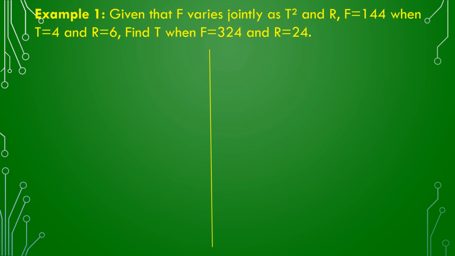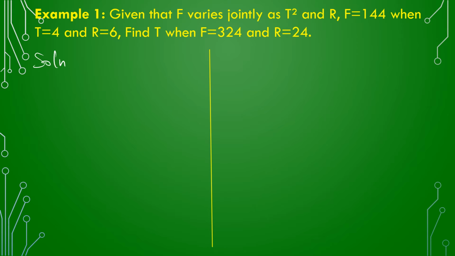Now let's take the first example. We have been told that given that F varies jointly as t squared and r, F is equal to 144 when t is equal to 4 and r is equal to 6. Find t when F is equal to 324 and r is equal to 24. From this example 1, you will see the statement varies jointly. It simply tells you that the equation is under joint variation. So let's proceed and do justice to it.